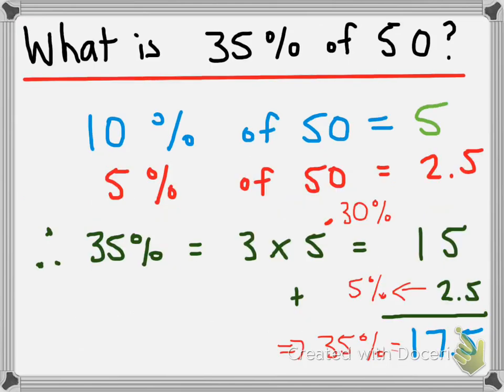What's 35% of 50? Well, same thing, 10% of 50 equals 5. 5% of 50, well that equals 2.5, so then do a bit of timesing, so 3 times 5, that gives us 30%, that gives us 15, add on the 2.5, which is 5%, and you're left with 17.5.